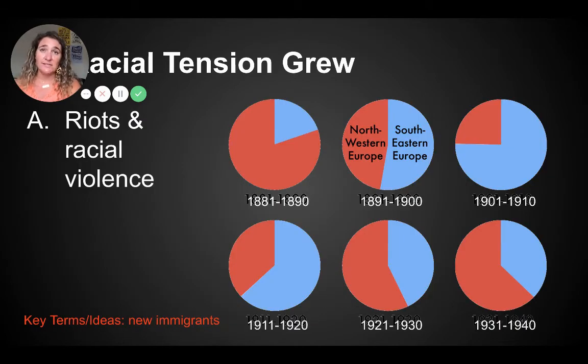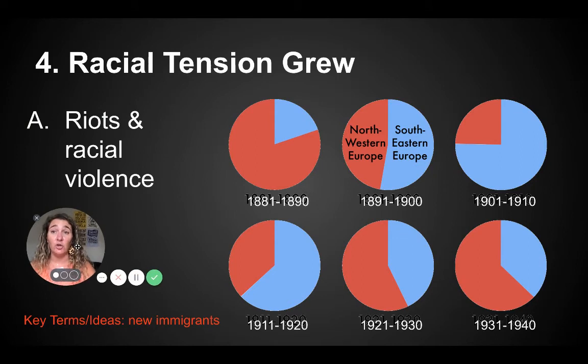Now, it wasn't just that Blacks had a voice, but there was a lot of change in the 1920s. The other reality that was happening during this time is there were a lot of new immigrants coming into the United States in the early 1900s. So this chart, you can see the Northern and Western Europeans. That's red here.